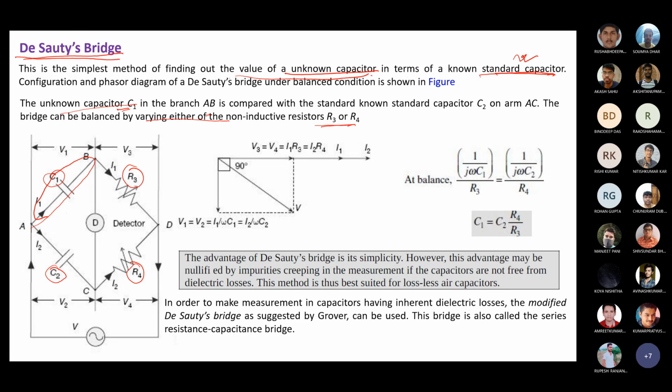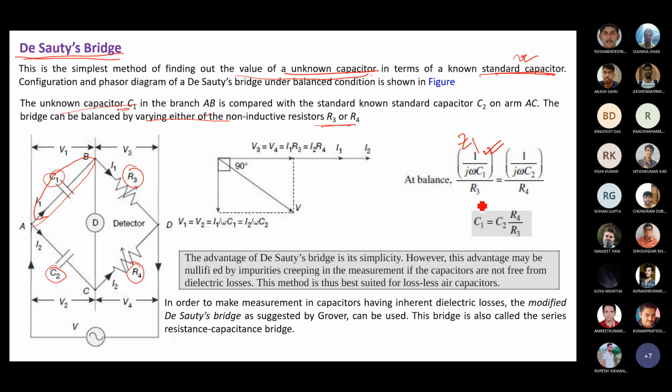You know that Z1 by Z2 equals Z3 by Z4, as simple as that. Or sorry, Z2 by Z3 equals Z4, or Z1 Z4 equals Z2 Z3. So you are replacing the values. What is the value of Z1? You know that in Z1 only XC is there, so it equals 1 by j omega C1. That is your Z1.